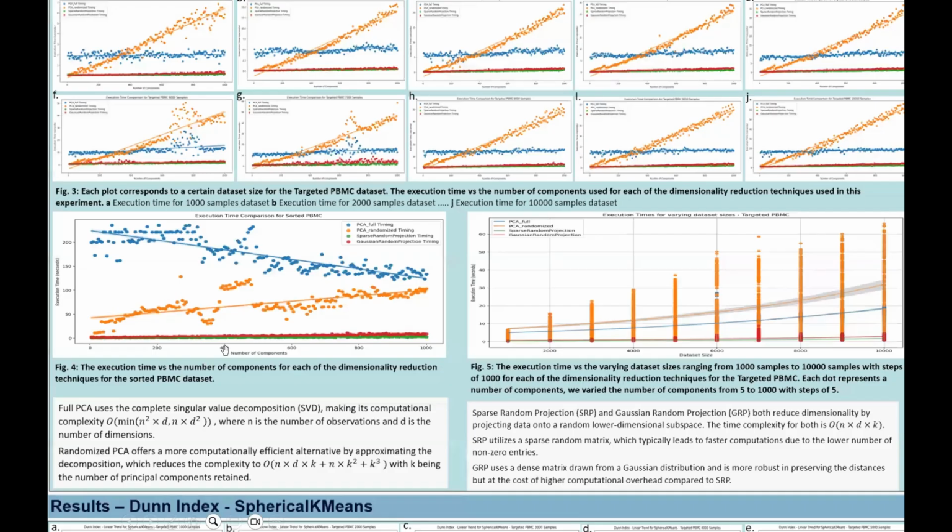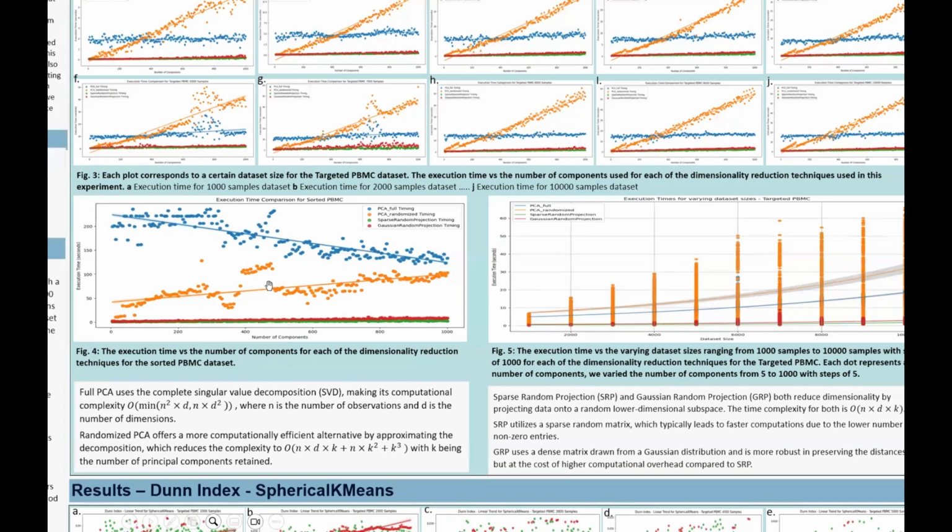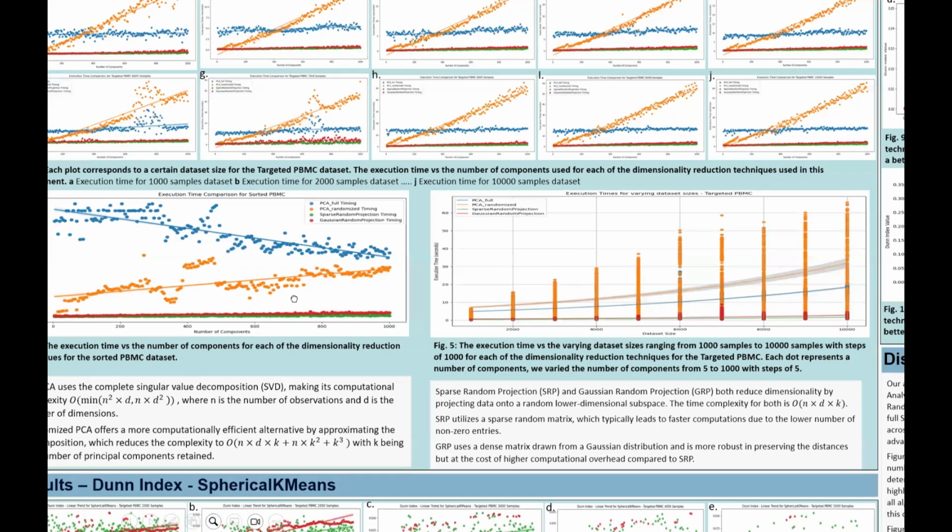And here in this plot 4, we are showing the sorted PBMC dataset in terms of the execution time. And again, same exact observation. The only difference here is that we didn't quite see the randomized version of PCA exceed the full PCA. However, if we increase the number of components further, we believe that it will exceed it. But here's the result, and again, random projection is performing much better.